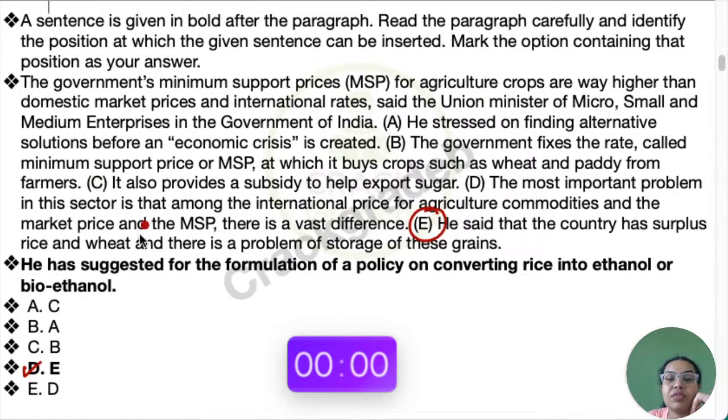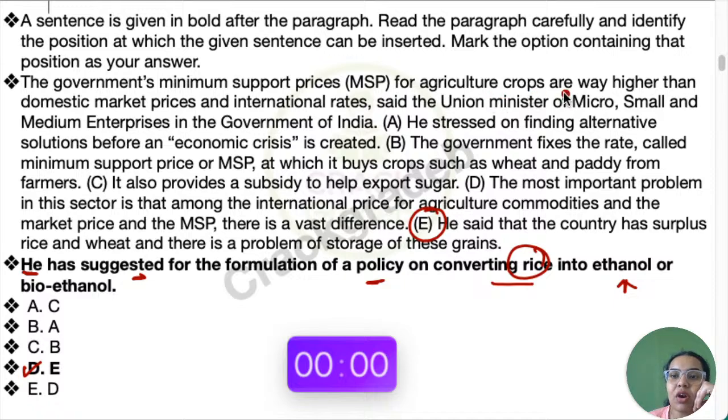Let's read the sentence first. He has suggested. He, that means there is a person who is saying something, and this is a part of that. It's a suggestion for the formulation of a policy on what? Converting rice into ethanol or bioethanol. So converting rice into something, and this is a suggestion. Now let's read the para.